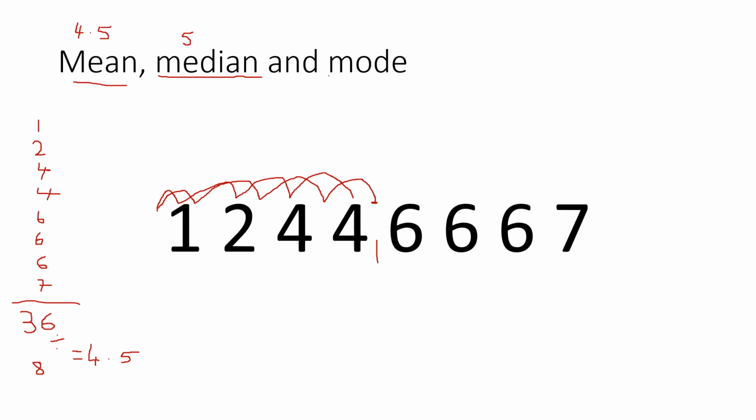And then the mode, which is the most common number. Looking at this, I'm sure many of you can already tell that it is the 6. So the mode is 6 because there's 3 of them, and there are 2 4s, 1 2, 1 1, and 1 7. Yeah, I hope that makes sense, guys. Obviously, there are many more sources on the internet for learning how to do them if you don't get it.